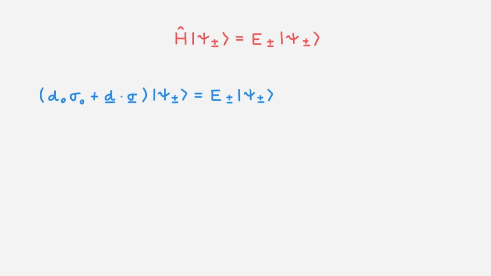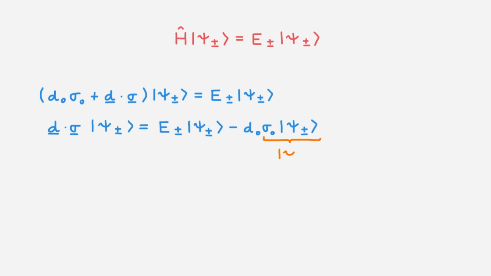So let's write down the eigenvalue equation that we're trying to solve. As I've just mentioned, in today's video we will use the expansion of the Hamiltonian in terms of the identity and Pauli matrices, and in this language the eigenvalue equation takes this form. Rearranging, we get that d dot sigma acting on the energy eigenstate is equal to the eigenvalue times the eigenstate minus d0 sigma 0 acting on the eigenstate. As sigma 0 is the identity matrix, this term here simply gives the eigenstate, and we end up with this expression.